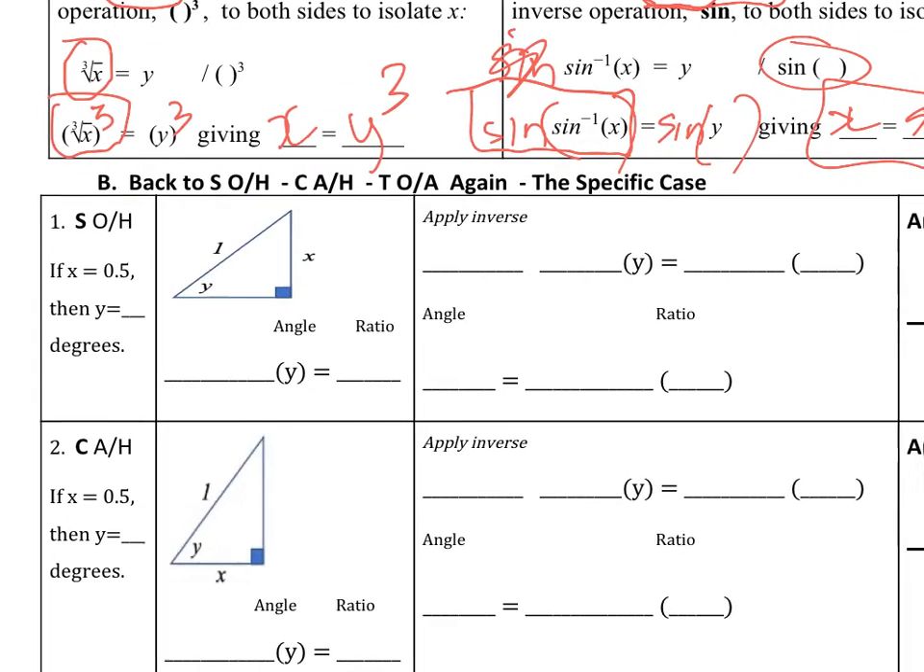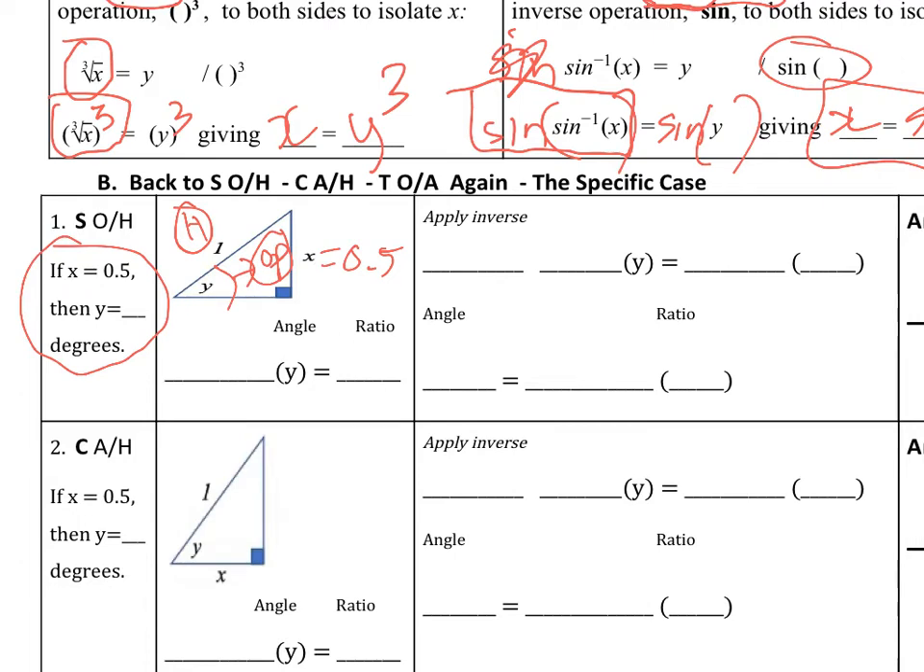Now let's start to look at SOH CAH TOA. See if you remember some SOH CAH TOA stuff. So here's an example. Let's go through number 1. What we've got here is an angle y in this triangle. I always just draw an arrow across and write OP for the opposite side. And then I immediately label, in this case, the hypotenuse because it's given. So the question is, if x equals 0.5, then y equals blank degrees. We need to figure out what the angle y is.